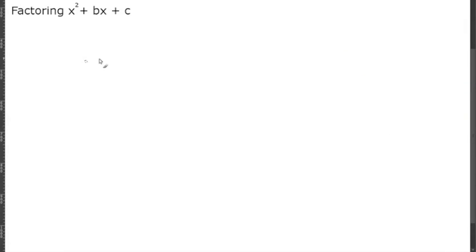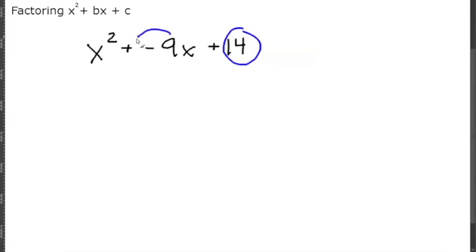Say that I give you x squared plus negative 9x plus 14. Again, we're looking for numbers that multiply to give us a positive 14 and add to give us a negative 9. Writing the factors of 14, we're going to have 1 and 14 and 2 and 7. This 9 is negative, so the numbers have to add to be something negative, but they have to multiply to be something positive.